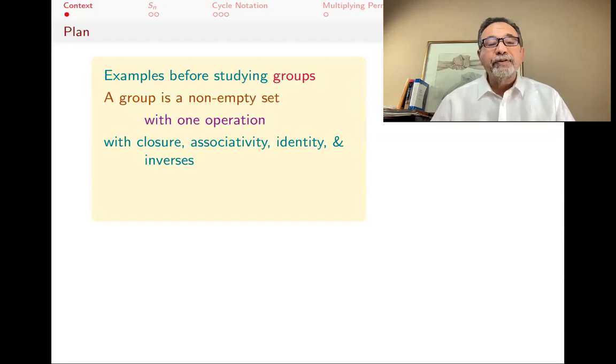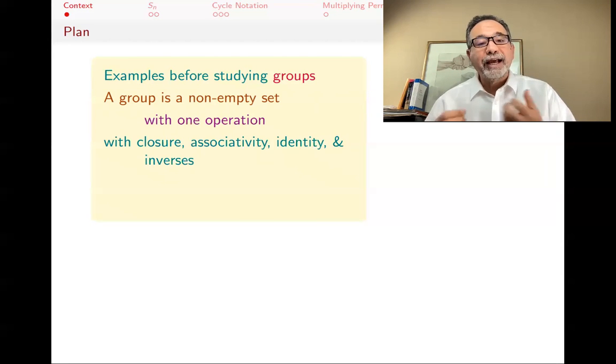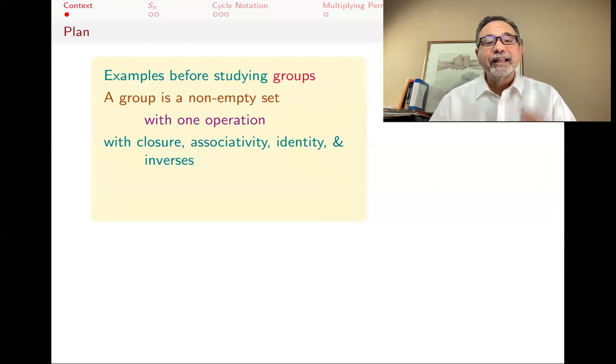It has to be associative: xy times z should be x times yz. There should be an identity element, some element that when you multiply by anything, nothing happens. And every element needs to have an inverse, a friend that if you multiply the two together, you get the identity.